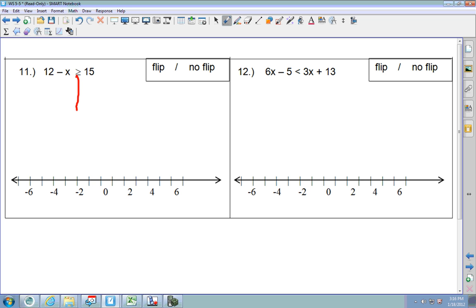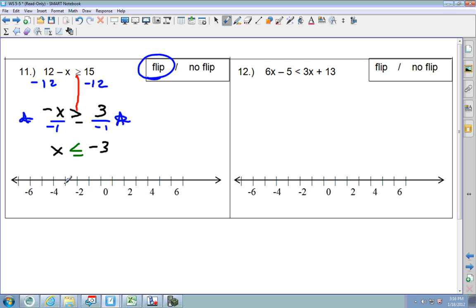So right here on number 11, I'm going to subtract 12 from each side. I get negative x greater than or equal to 3. I need to divide by negative 1. Anytime you divide by a negative, you must flip the sign. So now, instead of greater than or equal to, it becomes less than or equal to. And I have x less than or equal to negative 3.